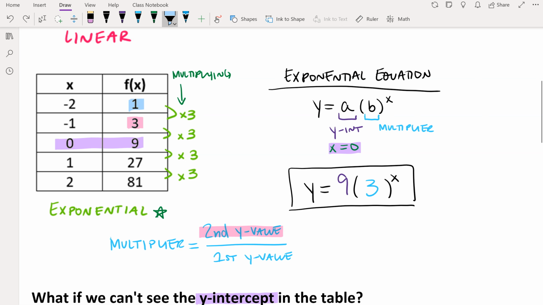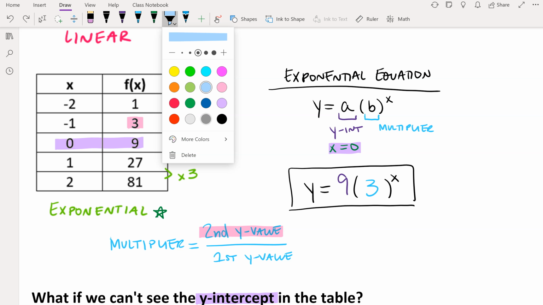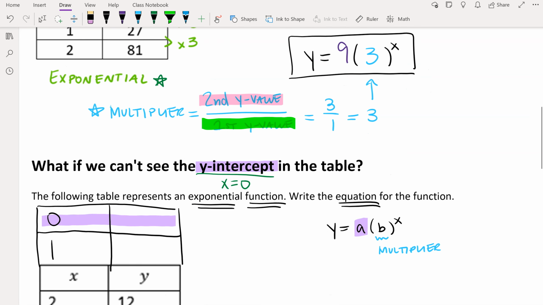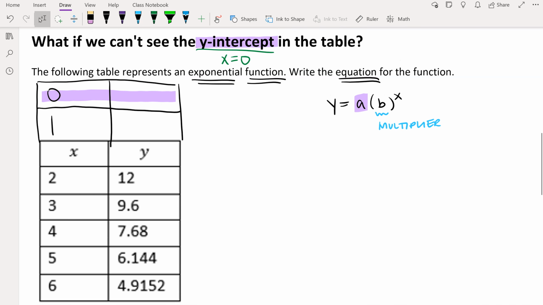Sorry, y'all. Divided by the first y value. So if we do 3 divided by 1, we get 3. Wasn't that our multiplier? Yeah. You can always find the multiplier by doing the second y value divided by the first y value as long as you have an exponential function. All right? Okay, so let's do that now for this problem, and we'll find the y-intercept in a similar way.